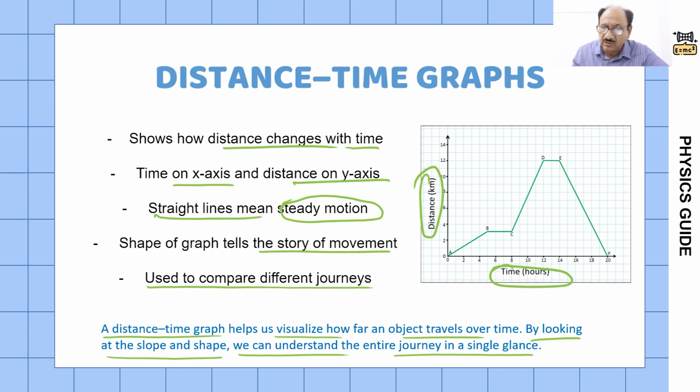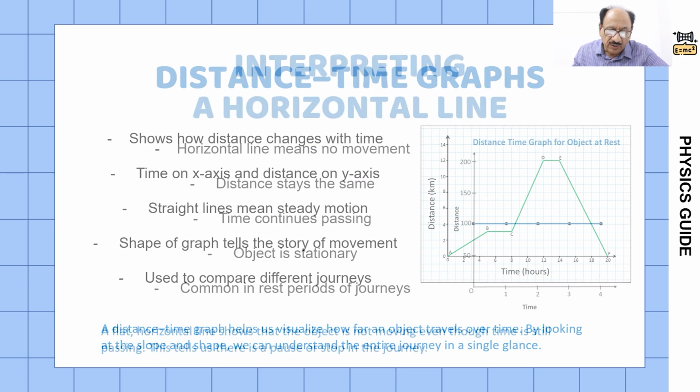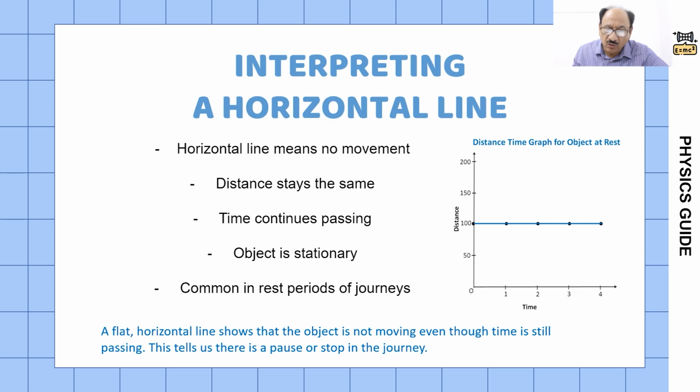So by looking at the graph, we can understand what the duration was. For example, D to E is at rest, B to C is also showing the stoppage of the object, A to B is steady motion, C to D is steeper, and E to F is moving back to the initial position. Then, interpreting a horizontal line in a distance time graph.